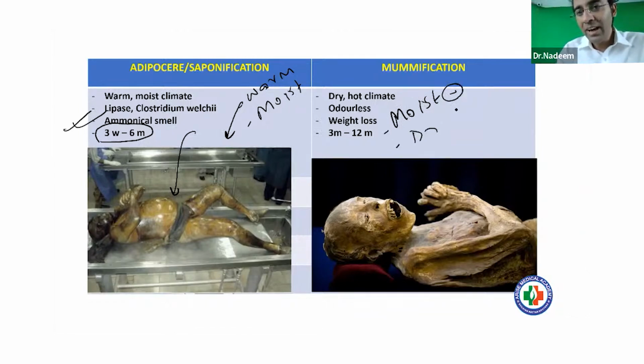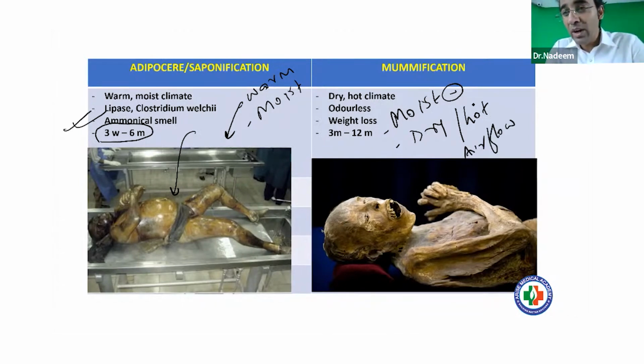Hot climate and dry climate. When there will be airflow, what will happen? There will be drying and desiccation of body fluids. So there will be evaporation, and because of that there will be weight loss, 70% weight loss. No smell, odorless. It will take approximately 3 months to 12 months.